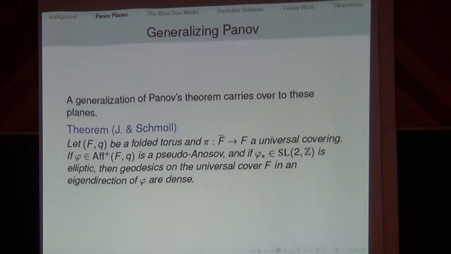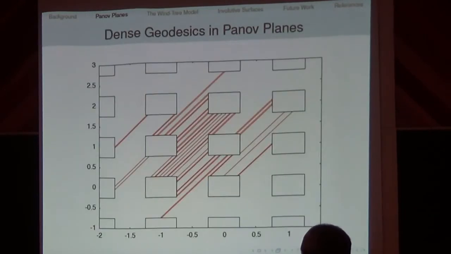And you can generalize Panov's theorem to this more general type of Panov plane. The same idea carries over where if you have a pseudo-Anosov whose action on homology is elliptic, then geodesics on the universal cover, on the Panov plane, will be dense in geodesics in the eigendirections of that pseudo-Anosov. So let me just show you a couple of pictures of this.